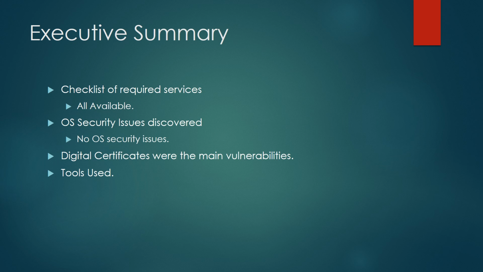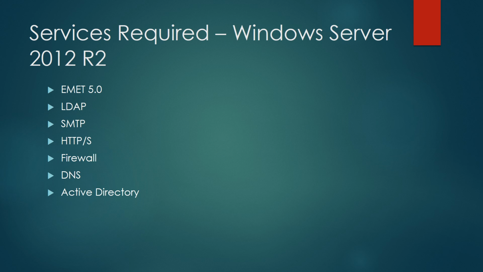I'll be talking about the services that were required to be pre-installed in both of the boxes. I'll be talking about whether there were any operating system security issues discovered by the Nessus scan, and I'll be talking about the issues that were most prevalent in both of Lacey's Windows and Linux boxes. And lastly, we'll have a quick review again of the tools that we used during the scanning process of our servers.